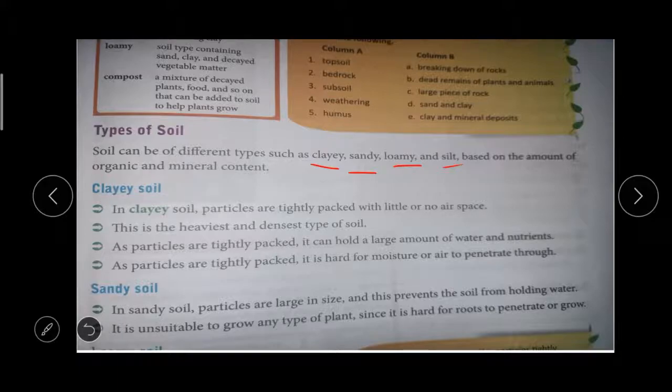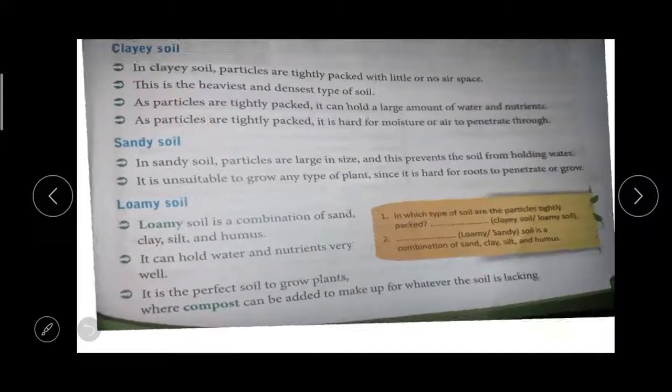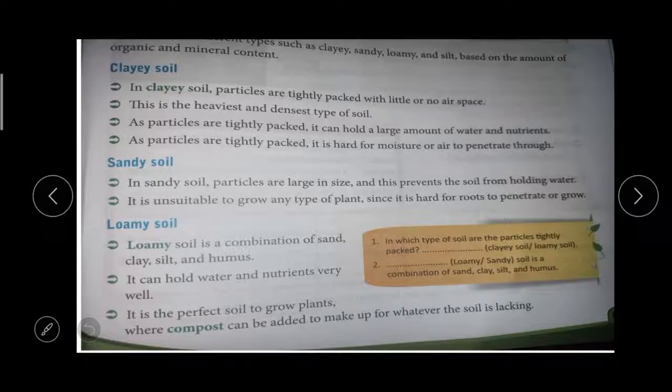It is very tightly packed, so it is very hard for the moisture or water to penetrate inside this layer, inside this soil. Then the next one is sandy soil. In sandy soil, the particles are larger in size.